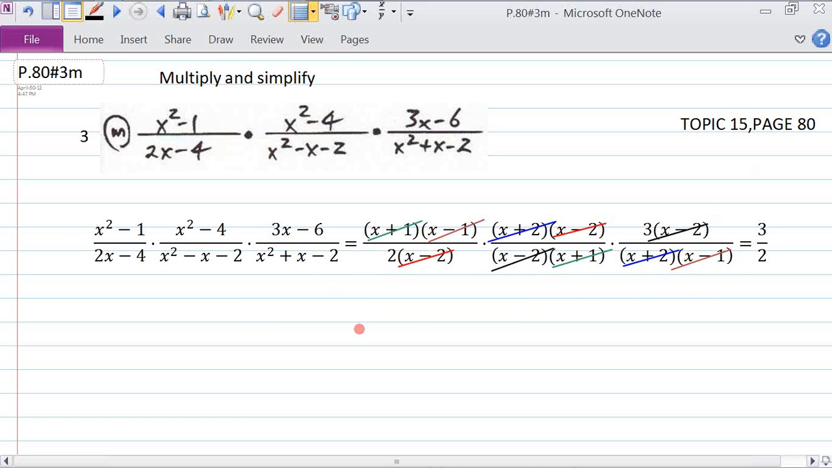Now again, I want to cancel x minus 2, x minus 2, x minus 2 here, and this x minus 2, x plus 1, x plus 1, and x minus 1, and x minus 1. So all I'm left with is the 3 over the 2. Everything else cancels. 3 over 2, and there's my answer right there.